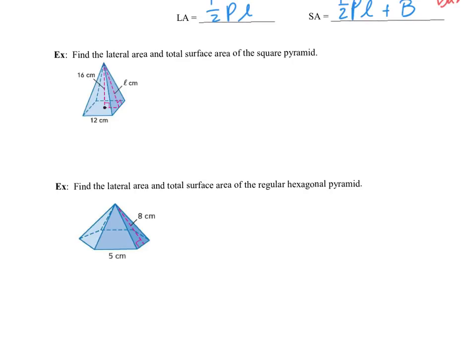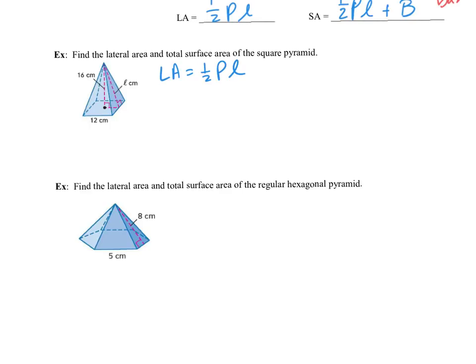So let's take a look at a couple of examples. This first one, we have: find the lateral area and total surface area of a square pyramid. So that means it's a pyramid whose base is a square. Let's start with the formula. The formula for lateral area is 1/2 capital P times L, where P is the perimeter of the base and L is what we call the slant height.